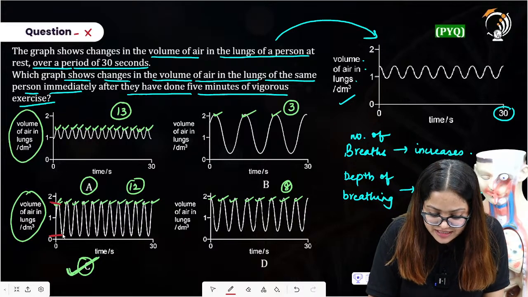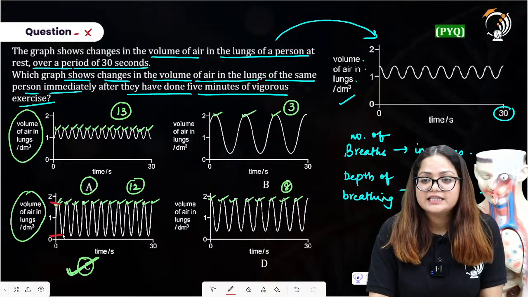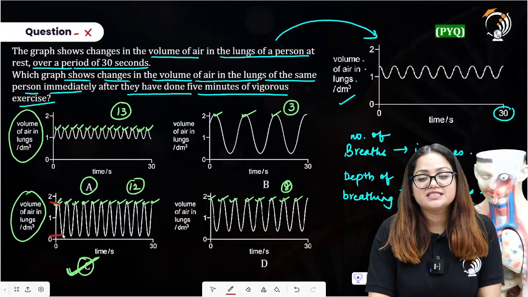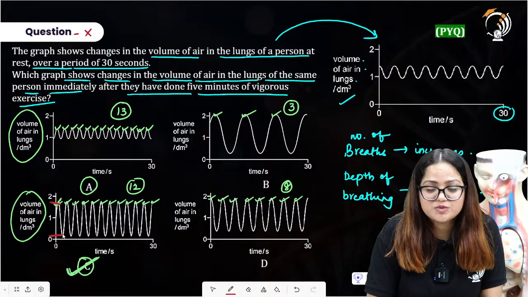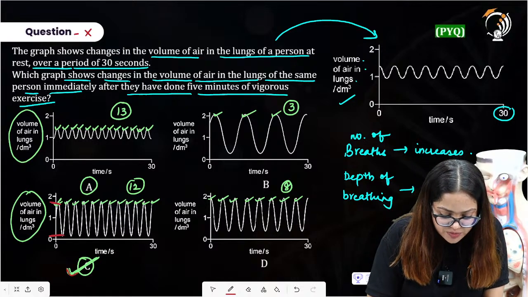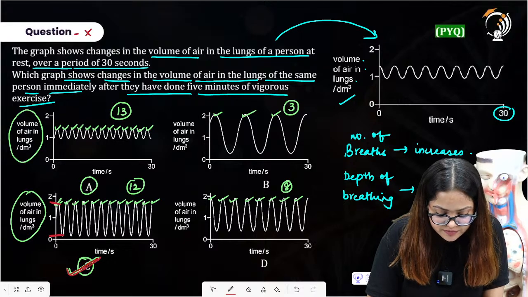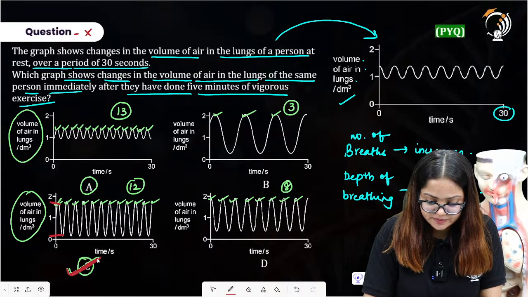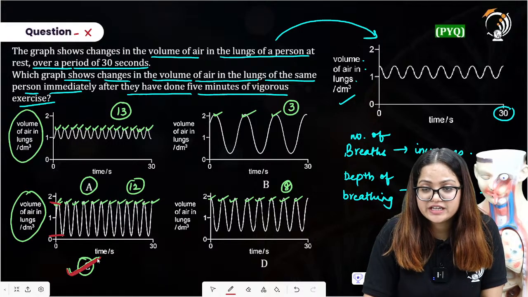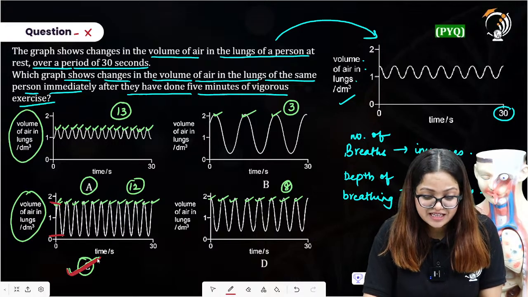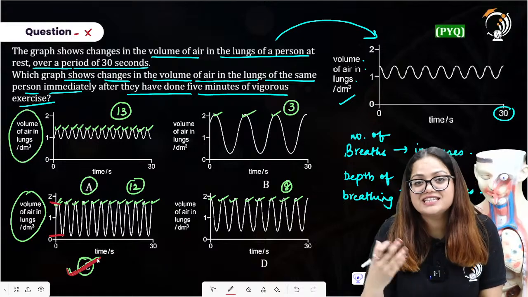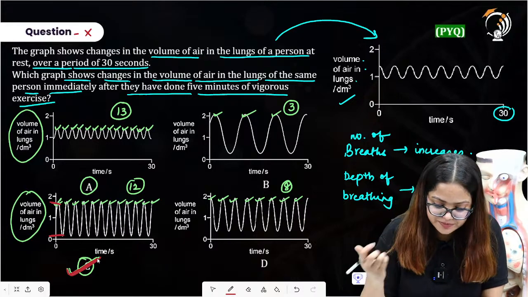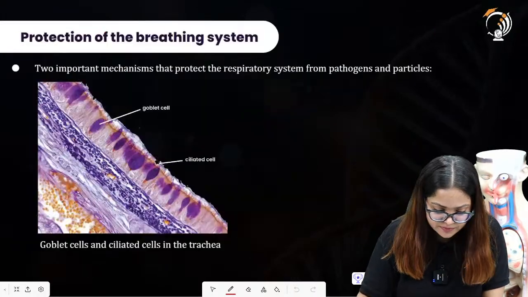The number of breaths has increased. The depth of breathing has increased, as it is represented by option C. So C is going to be the right option here. B and D are already out of the battle because they are not showing an increase in the number of breaths. Understood? Let's move further.